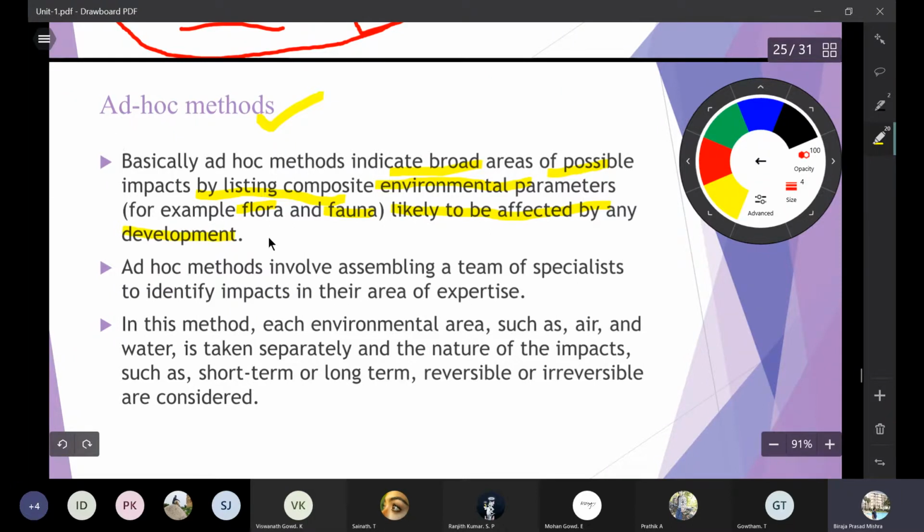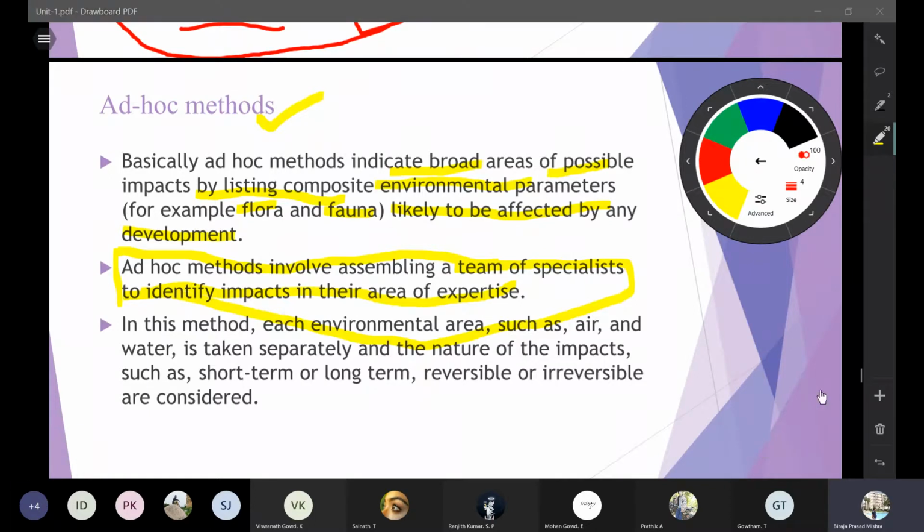Okay, and this ad hoc method involves assembling a team of specialists. So a team of specialists are to be involved to do what? What should be their job? Their job is to identify the impacts in their area of expertise. Okay, so depending upon the site, the areas of expertise are to be identified, or the people are to be gathered.